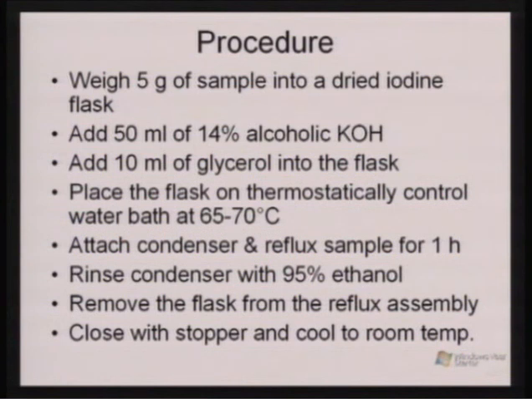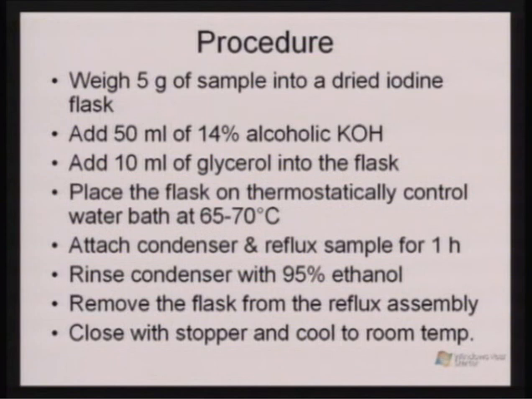Place the flask on a thermostatically controlled water bath at 65 to 70 degrees centigrade. Temperature should not be more than this or less than this. If you keep the temperature less than 65, then the saponification may not be complete. If you keep the temperature above 70 degrees centigrade, then you may end up with a lower determination of vitamin A. After placing the flask on the thermostatically controlled water bath, attach the condenser and reflux the sample for 1 hour. Rinse the condenser with 95% ethanol.